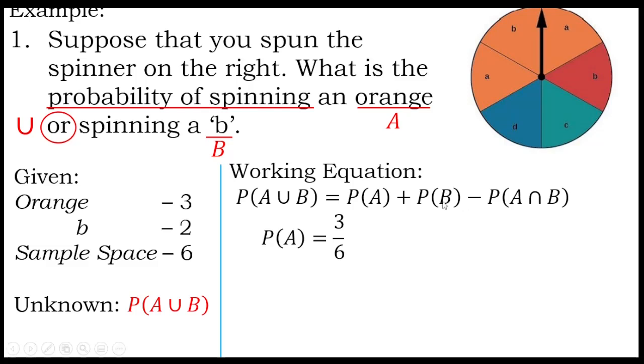Next, getting a B, we have in the given, B is 2, and the total number space, or sample space, should I say, is 6. So that is 2 over 6. That is now the probability of spinning a B.